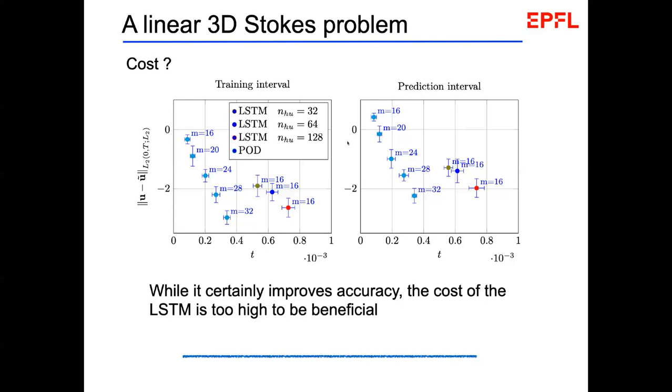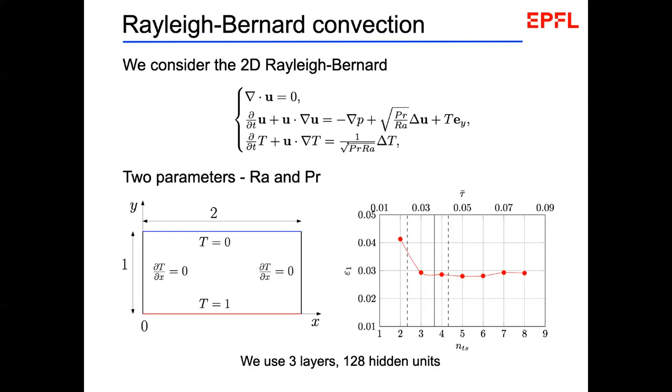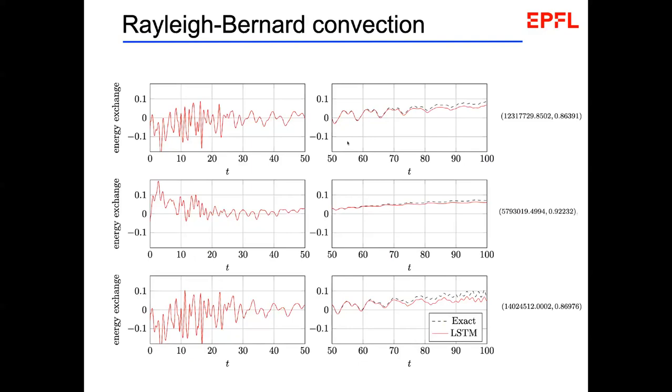So let's look at the nonlinear problem instead. So again, here's the 2D Rayleigh-Benard problem, 3 layers again, and so on. We go through exactly the same exercise. Now we look at the solutions again. This is the energy exchange. On the left is the training. Now we train from 0 to 50. On the right is the prediction. And you can see on the left, everything looks to be fine, as you would hope for. On the right, the LSTM does reasonably well, although, of course, eventually the solutions drift apart, but very, very slowly.